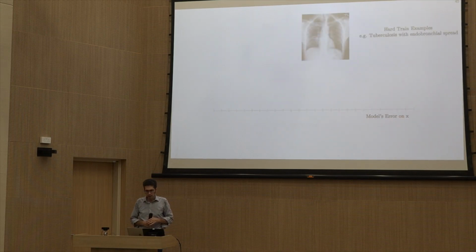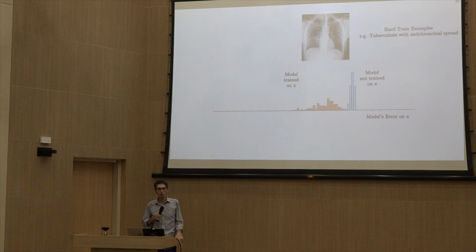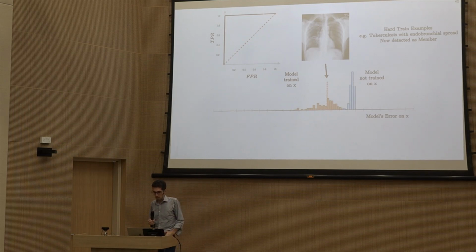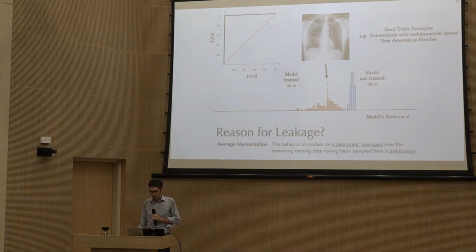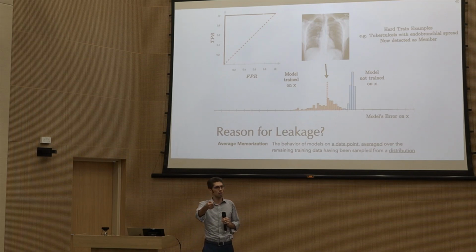So for example here, there's this hard train example, right, that we saw that the previous attack makes errors on. Then when you look at the loss of this data point on the models that are trained on it versus the models that are not trained on it, we see that they are very distinguishable, right? So this gives a very, very good attack performance. And the reason for leakage is basically what I call the memorization, right? So if I add the data to the training set, how much does the model memorize the data?